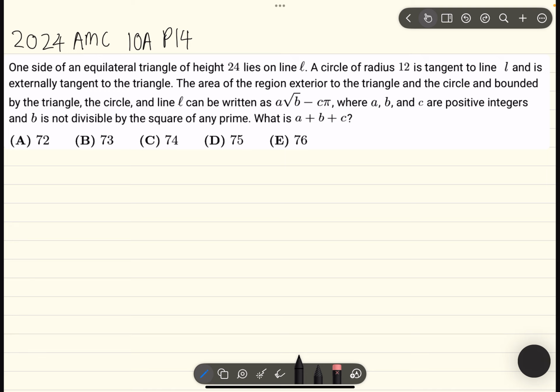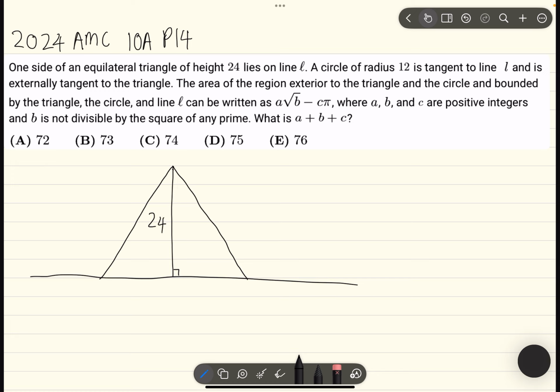So we have an equilateral triangle of height 24 that lies on line L. So let's draw a line first. Alright, so this is just some random straight line here. And then we have an equilateral triangle on this line, right? So 60 degrees. That should be about it. And the height is 24, so we know that this thing here is 24.